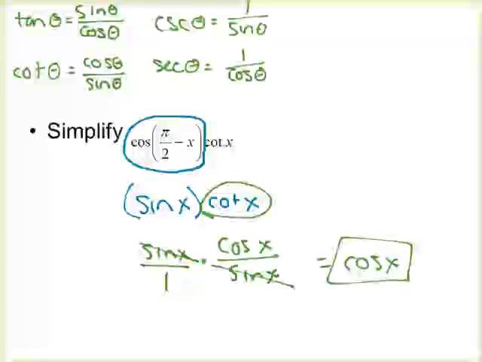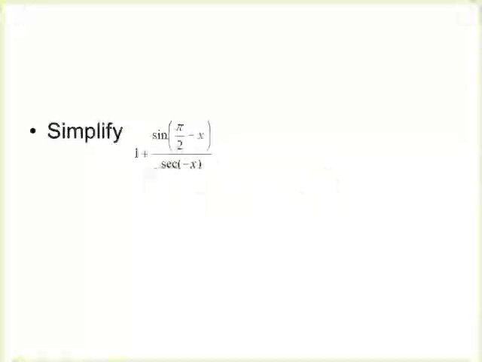All right, let's try the next one together as well. There's no factoring to be done here. So the first thing we look for is substitutions. What about the sine of pi halves minus x? Is that on our identity list? Yeah. Equal to what? Cosine of x.